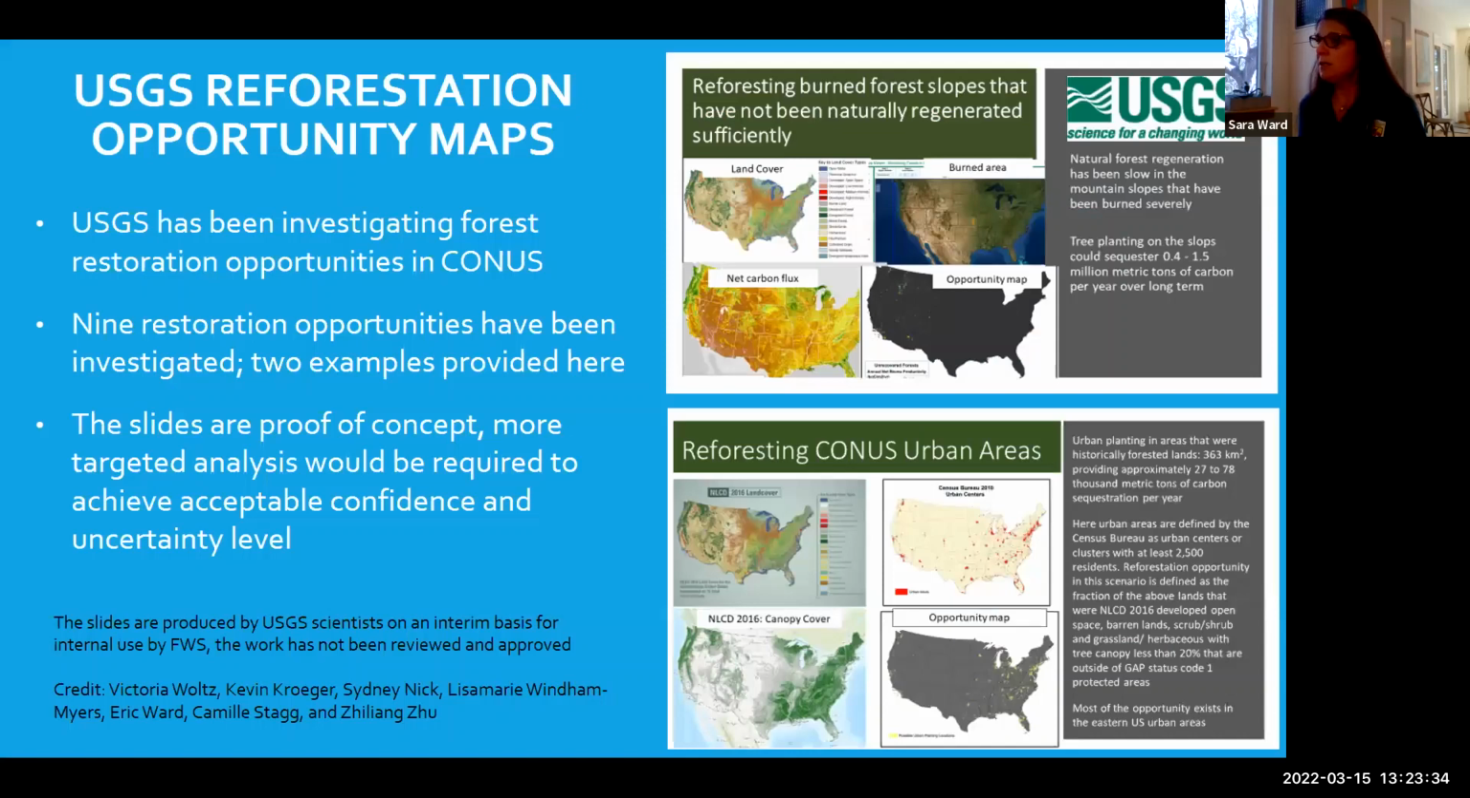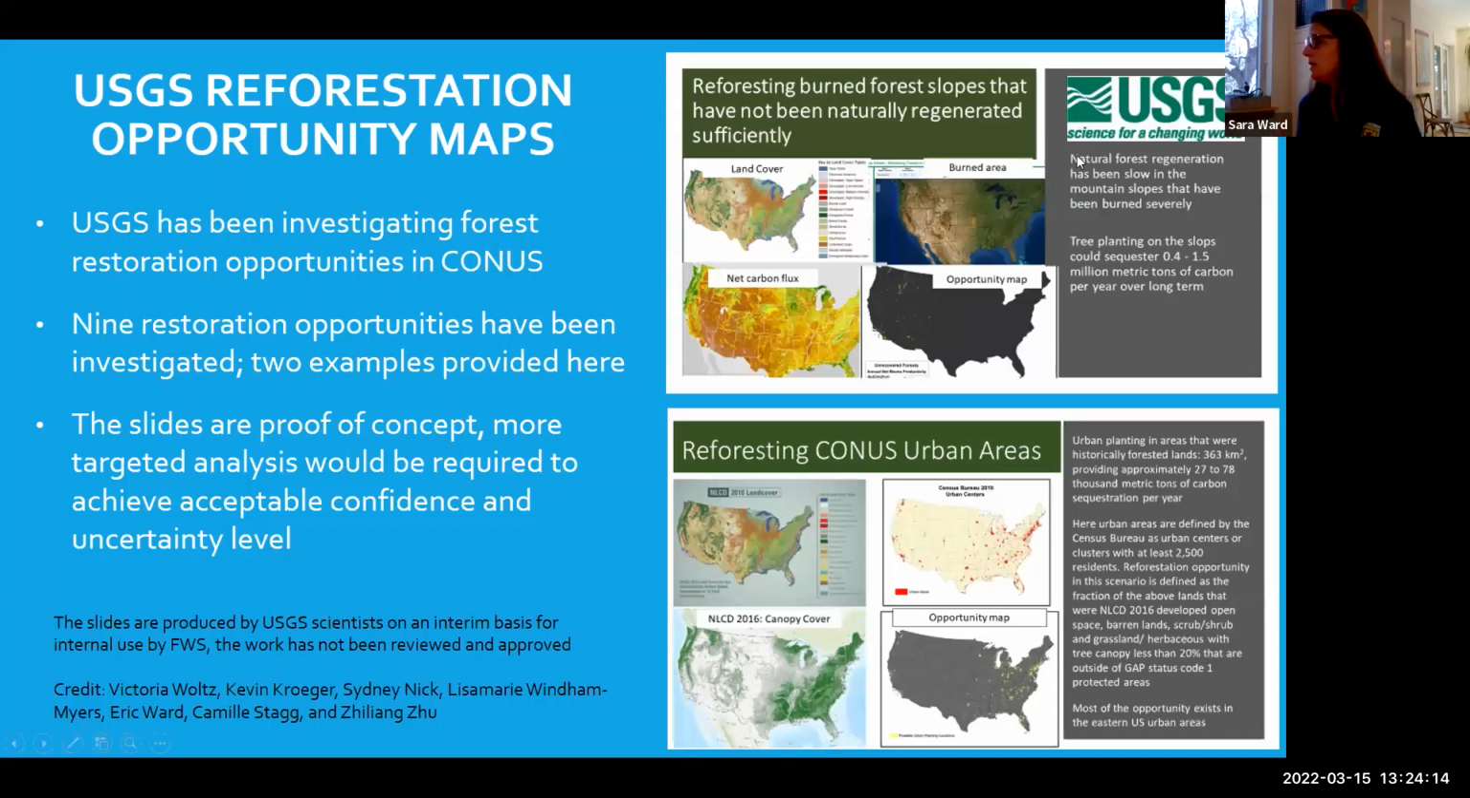So I wanted to give one example. I mentioned we're building a toolkit, and our partners with USGS are a huge lift in that toolkit development. And this is just one example of that. They've been investigating forest restoration opportunities throughout the continental United States. They've really looked at 9 restoration opportunities, and 2 examples of those are provided here on the slide, which I'll talk about in a minute. But really, I just want to put the caveat that these are proof of concept. These are very much in the works. So USGS is hoping to have finalized products available soon that we can utilize to prioritize some of these restoration areas.